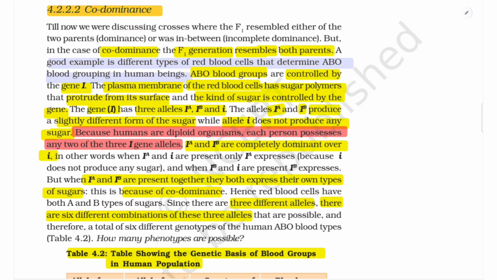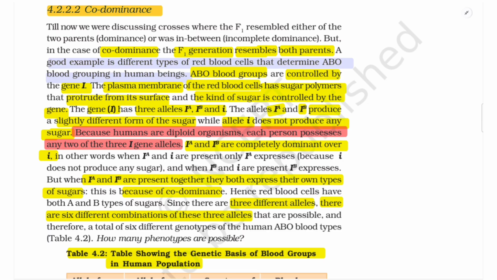The plasma membrane of the red blood cells has sugar polymers that protrude from its surface, and the kind of sugar is controlled by the gene. The gene I has three alleles IA, IB, and small i. The alleles IA and IB produce a slightly different form of the sugar, while allele small i does not produce any sugar. Because humans are diploid organisms, each person possesses any two of the three I gene alleles. IA and IB are completely dominant over small i.